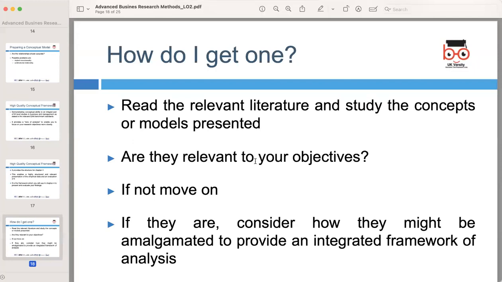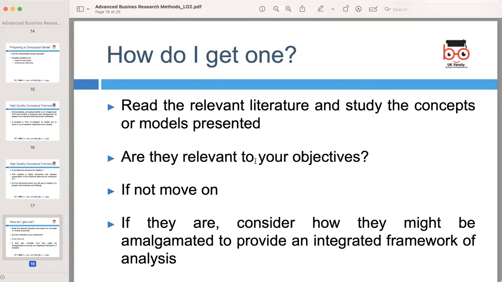If not, then move on. Evaluate relevance to your objectives. After studying the concepts, critically assess their relevance to your objectives. Consider whether they align with your goals and aspirations. If the concepts are not directly applicable or useful, it is better to move on and explore other resources that are more closely related to what you want to achieve.